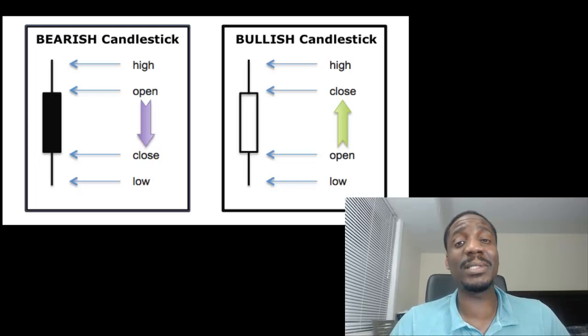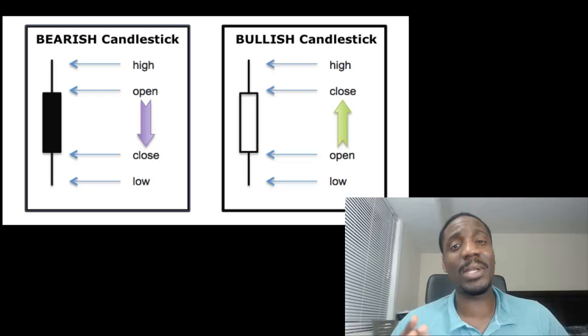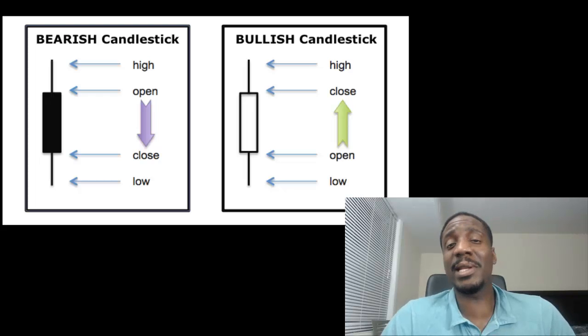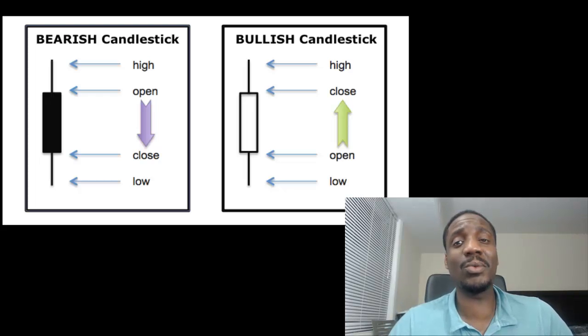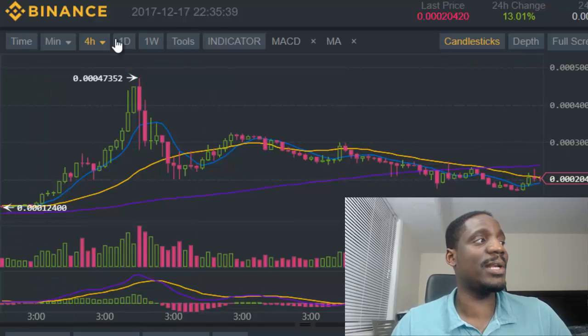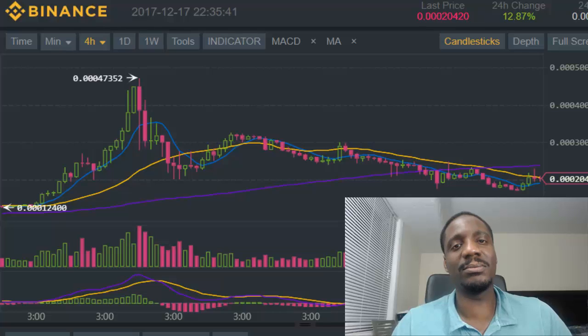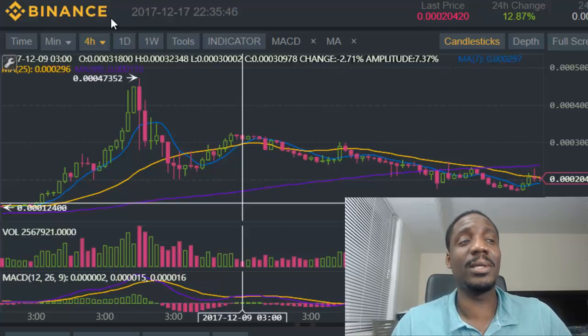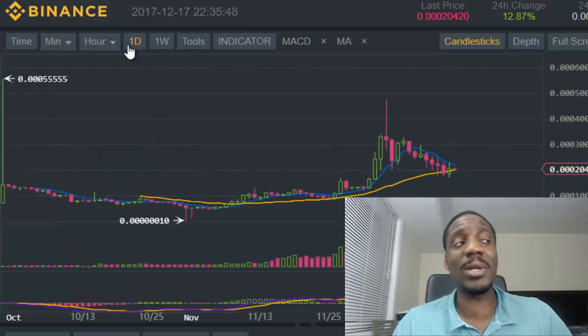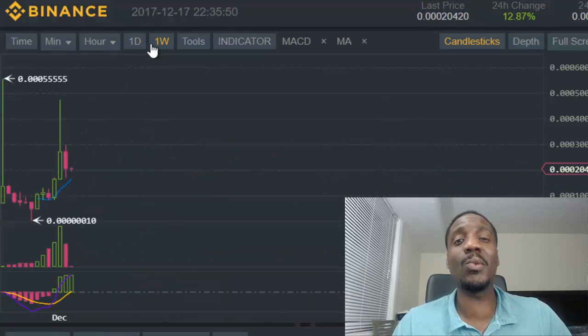Now, I'm just saying hour because I'm assuming that I'm using an hourly candlestick bar. But you can, depending on the platform that you're using, change it to whatever you want. So let me just switch over to Binance quickly to show you this. So here on Binance right now, I'm using 4-hour charts. So that means every 4 hours, a new candle will be created. I could change that to anything. I could change that to a 1-day chart. I could change that to a 1-week chart.